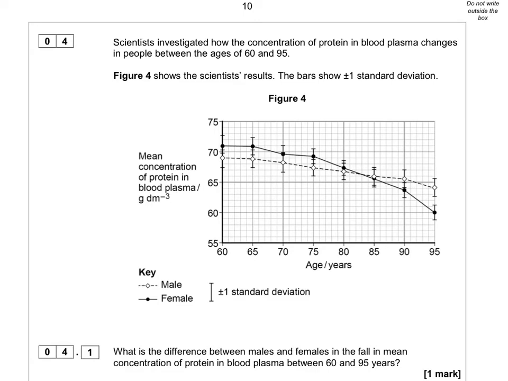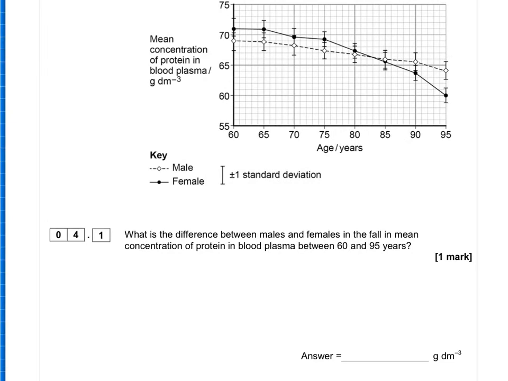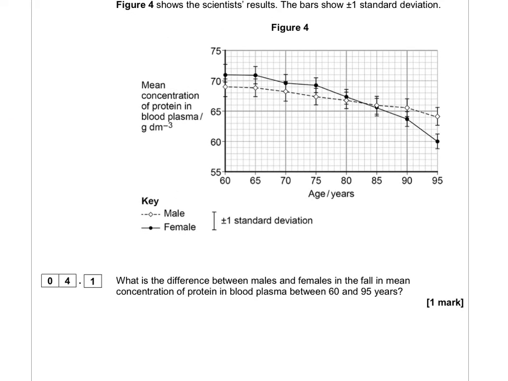Question 4 starts off with a graph, and you can see you've got standard deviation on that, and it says that the scientists investigated how the concentration of protein in blood plasma changes in people between the ages of 60 and 95. So, question: what is the difference between males and females in the fall in mean concentration of protein in blood plasma between 60 and 95 years? So not between 60 to 95, 60 and 95.